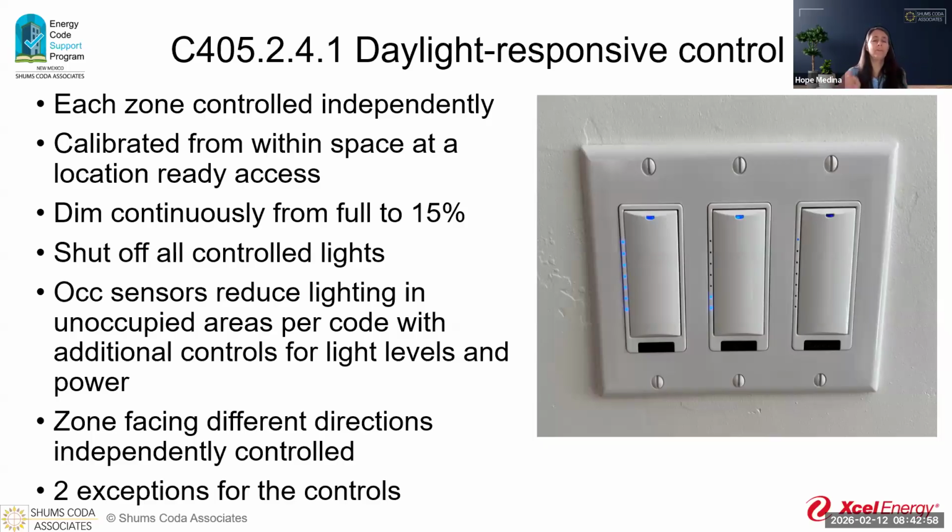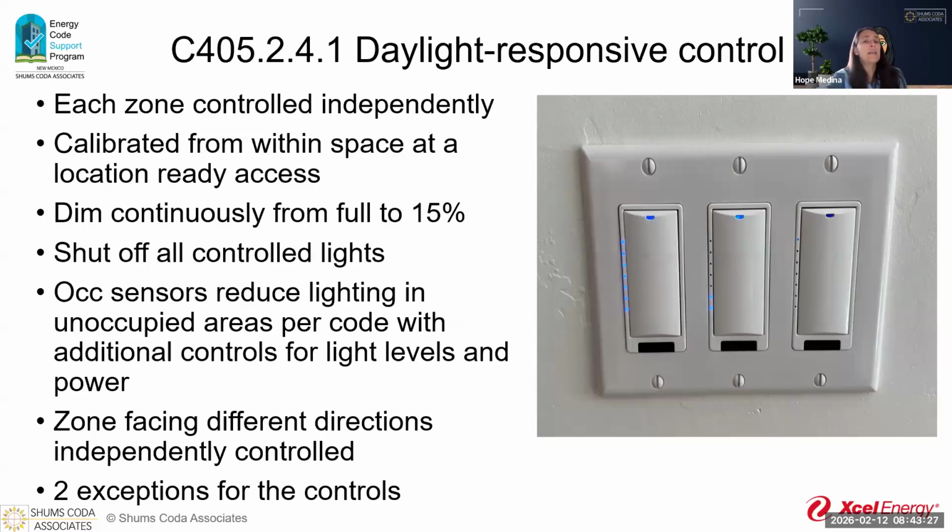Let me rephrase that: it has to be readily accessible, meaning it can't be 10 feet in the air. It has to be at a location that Hope could walk in the room, pull out her little calibrator, and be able to easily get to it. I don't have to climb on a 10-foot ladder and arch backwards because the calibration is up on the ceiling, right? We want to make sure that we're able to maintain it.